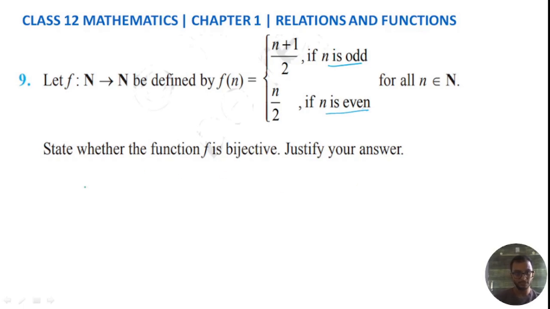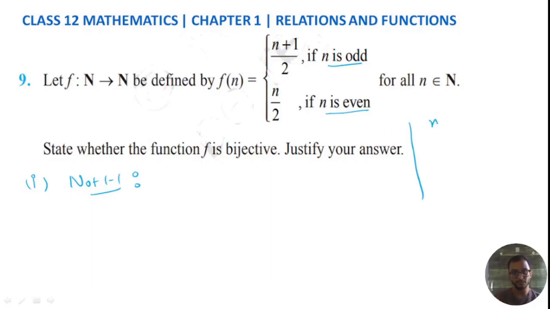So let's try to show it is not 1-1. Why am I saying this? How will you get that it is not 1-1? Suppose I show you something here. Suppose we want to show that it is not 1-1, then what should we get? We should find two different elements from the domain whose image is the same, right?